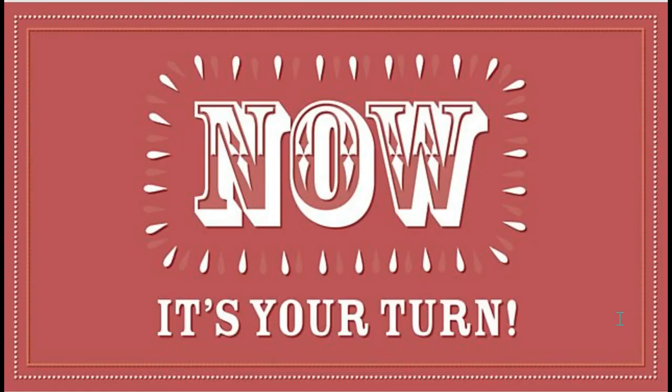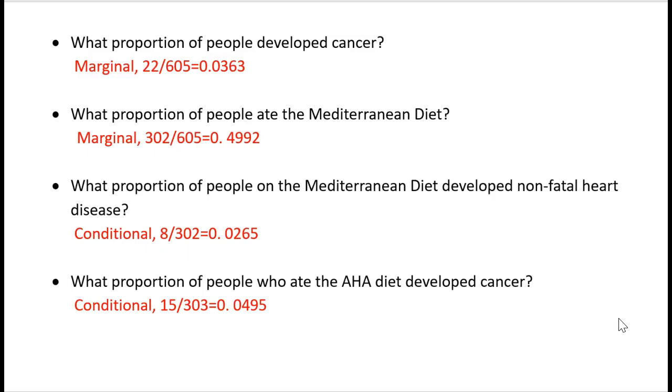Now it's your turn. On the top of page 6 of your notes are 4 bullet points. For each of those, calculate the requested proportion and decide if it is conditional or marginal. Pause the video, and when we come back, we'll look at the answers. Were you able to find the following?